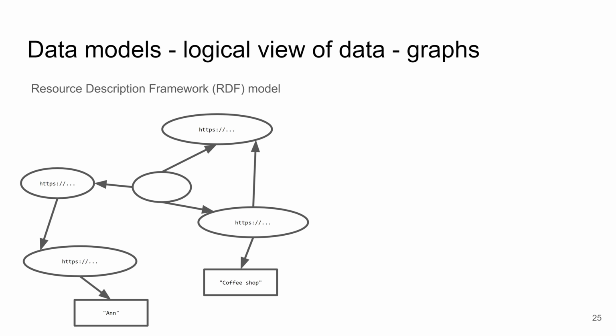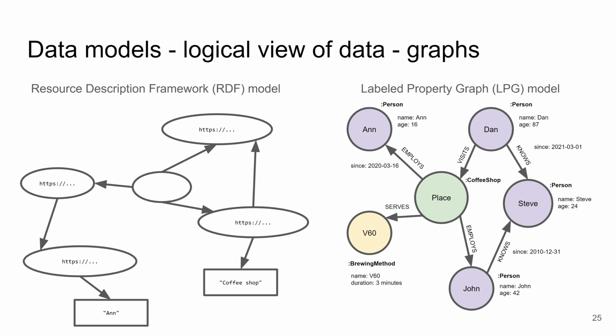It's a graph and it's very granular. It is not the only graph data model. There are others. We will also talk about the labeled property graph model. The labeled property graph model also structures data as a graph. However, it's a little bit different graph because here we also have nodes as things, but they are not identified by URLs. They are just labeled. And each node has a label and a set of properties. For instance, we have Dan, who is labeled as a person and has a name and has age.